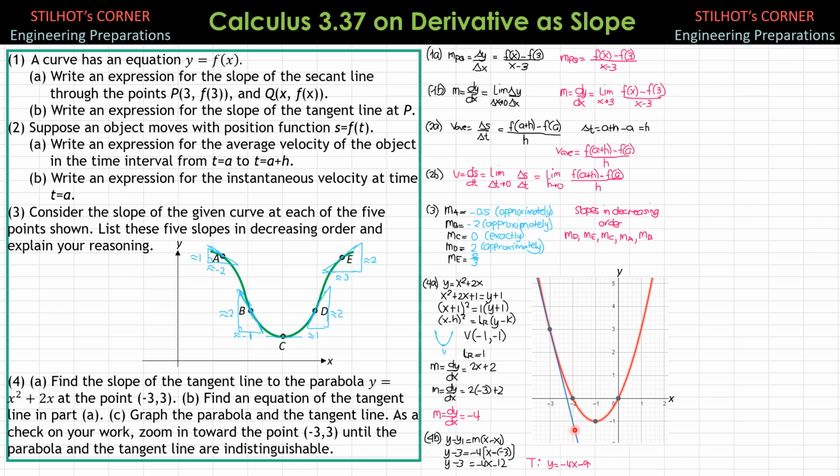This is the tangent. And let's zoom in at negative 3, comma 3. So that's y equals x squared plus 2x. Then let's zoom in on that point. Then the tangent line really is almost coinciding with the curve, the red curve here. So that shows that that's really the tangent.